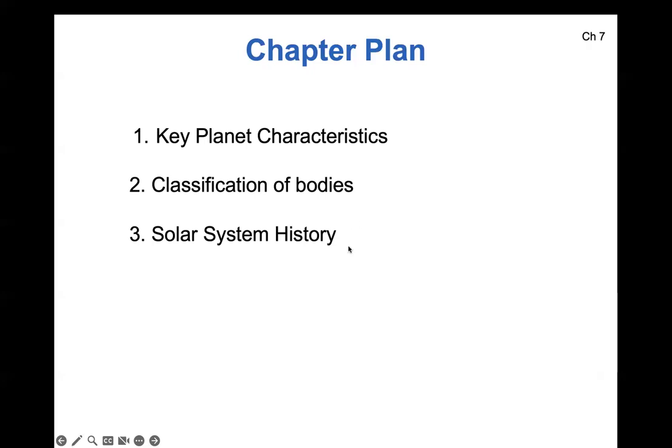Both a summary and a discussion of how that history is dated. And if you are wondering what we mean by key planet characteristics and classification, hopefully that will become more clear. Namely, it's about separating the planets into different categories.